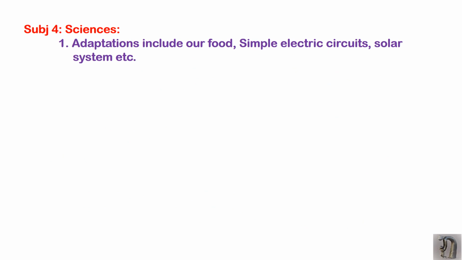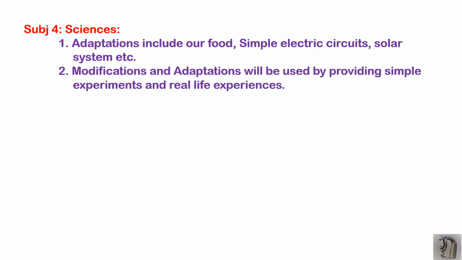Now let us understand the subject science. Science includes food, plants, animals, the solar system, and electricity. So how are you going to do those adaptations? You can use simple experiments and relate to real life experiences. You can create videos, because that's the best way at the higher level to do the modification. Let us discuss some strategies to teach the above subjects. Even it is helpful for secondary level subjects, whether it is mathematics or social science or any other.